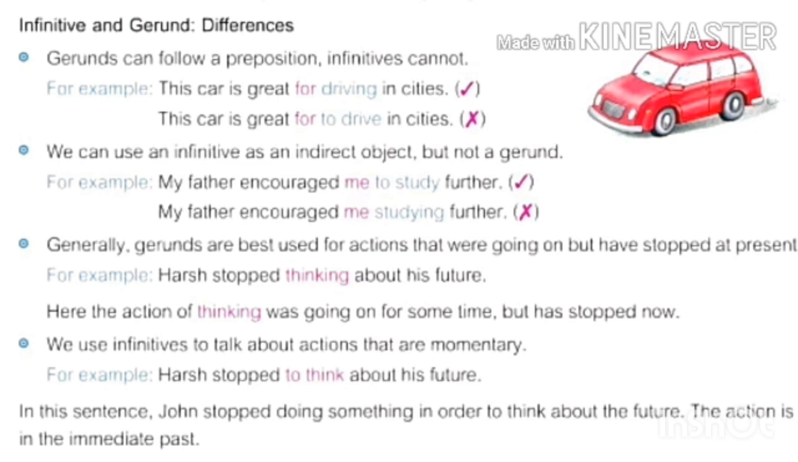The second rule is, we can use an infinitive as an indirect object but not a gerund. Example, "My father encouraged me to study further." So encouraged me for what? For study, to study. So "to study" is used here as an object. But we cannot use a gerund the same way. A gerund cannot be used in the place of an object, indirect object.